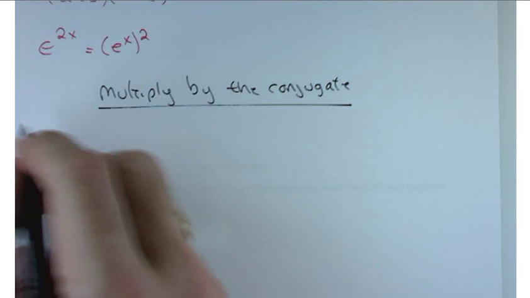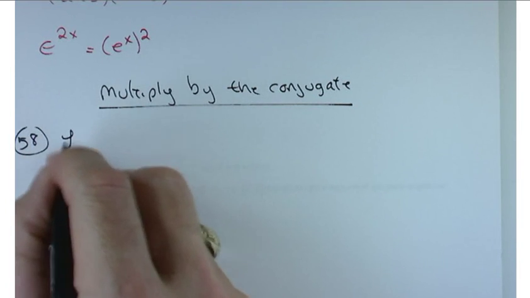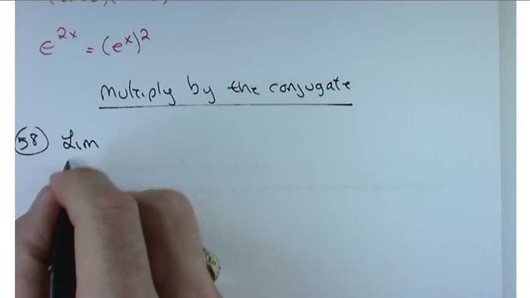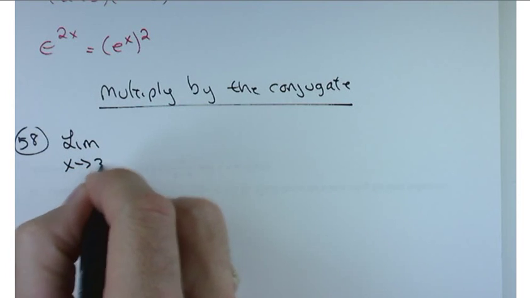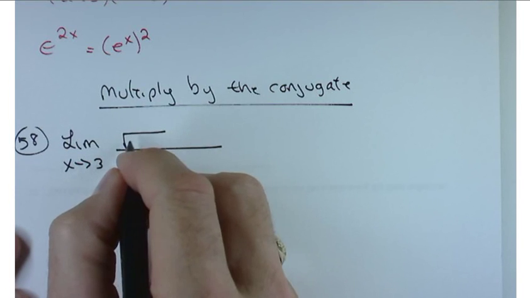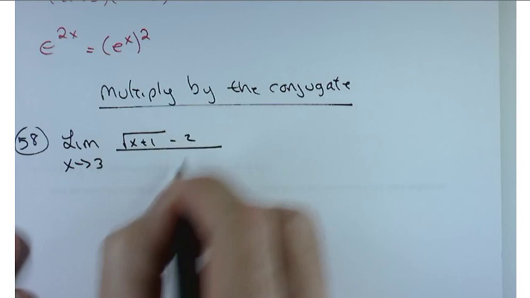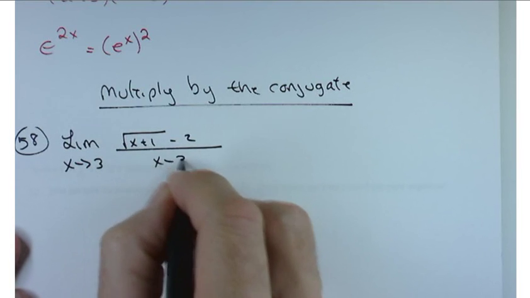An example using that would be problem number 58. This is going to be your one and only example like this. We did one like this the other day, though. The limit as x approaches 3 of the square root of x plus 1 minus 2 over x minus 3.